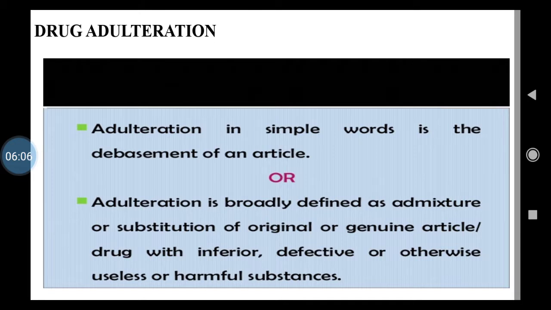There may be substitution also. So substitution occurs when a different article is sold in place of genuine drug. Substitute in sports also you must be knowing, say for example, cricket. Whenever the player gets injured, another substitute comes on the ground. That means totally the replacement is there. So substitution means an entirely different article is sold in place of the one required.